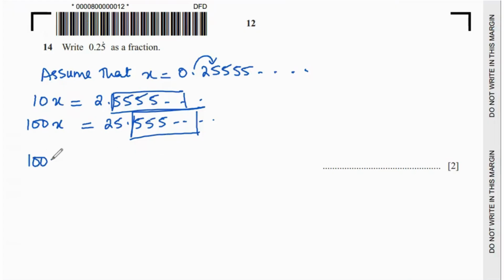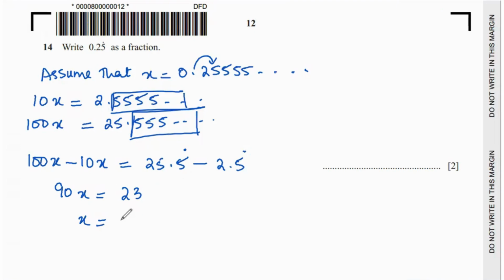So next step is to subtract 10x from 100x. And over here, it's going to be 25.5 recurring minus 2.5 recurring. So 100x minus 10x is 90x. 25.5 recurring minus 2.5 recurring is 23. x equals 23 over 90. And that is your fraction. Since we can't simplify it, it remains as it is.